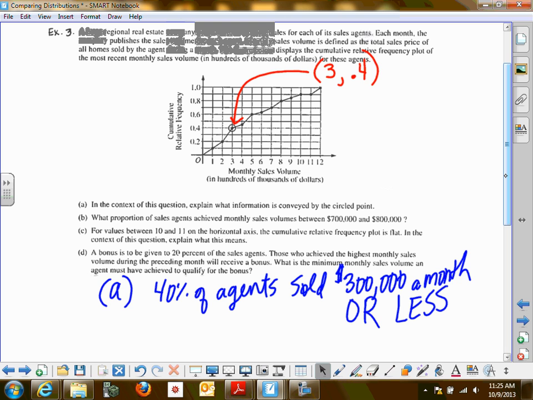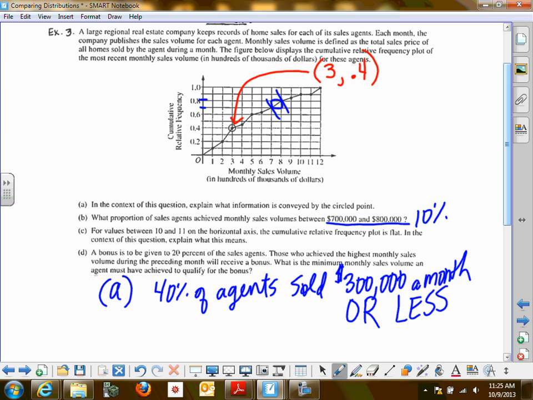Okay, question B. Yeah, that would probably work. What proportion of sales agents achieved monthly sales volumes between 700,000 and 800,000? So that's in this section here. How many were in this box? How do you know that's 10%? Because that's 80% minus the 70%, so that makes 10%.